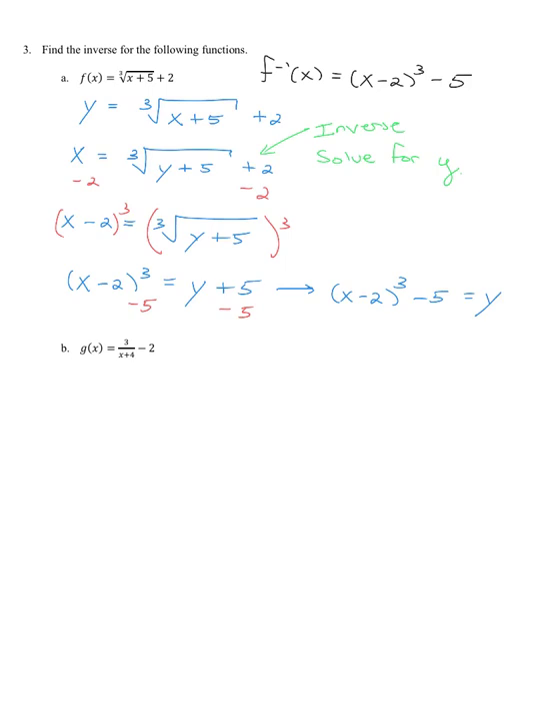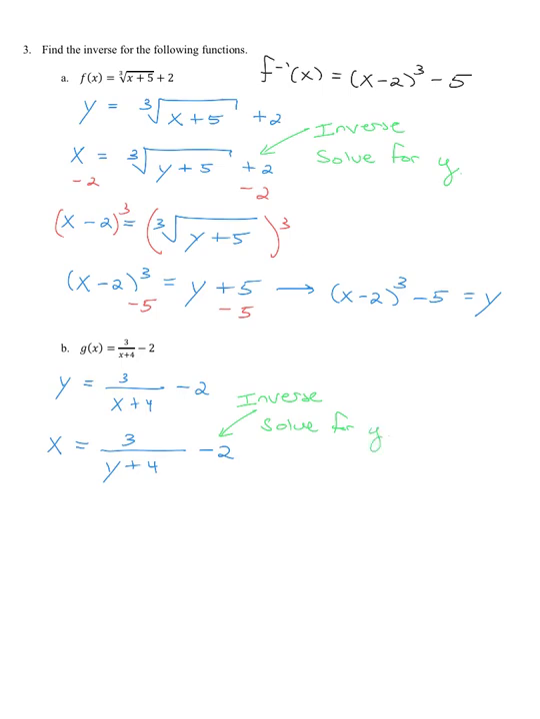Let's try this again for the function in part B, which is g of x. It might be more convenient to write this as y is equal to 3 over x plus 4 minus 2. But really, for my inverse, that's the equation x is equal to 3 over y plus 4 minus 2. So it is this thing here that is the inverse. But I need to, again, solve for y.